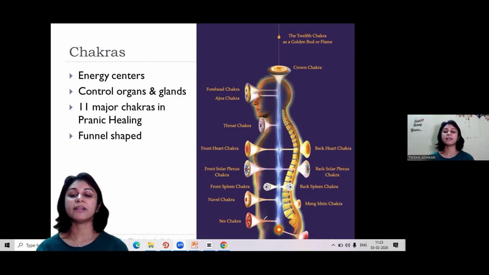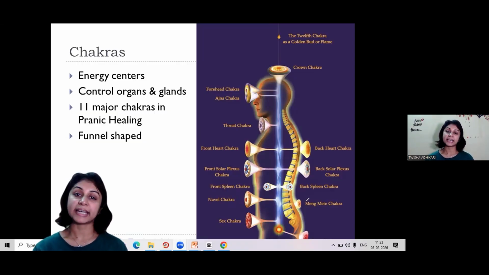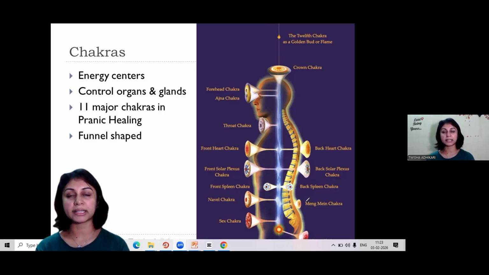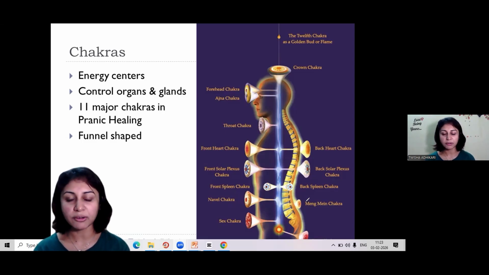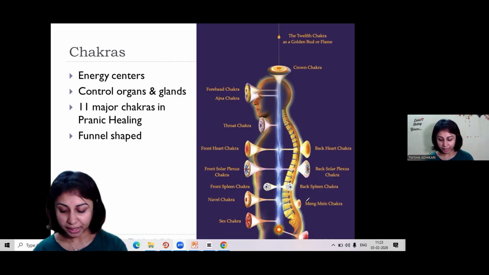Now we will move on to our Mingme chakra. It is located at the back, exactly opposite to our navel. In the front we have the navel chakra, and just behind it on the back is the Mingme chakra. This Mingme chakra has 8 petals, and it contains predominantly orange prana and also a little bit of red prana. It is called the pumping station of the energy.